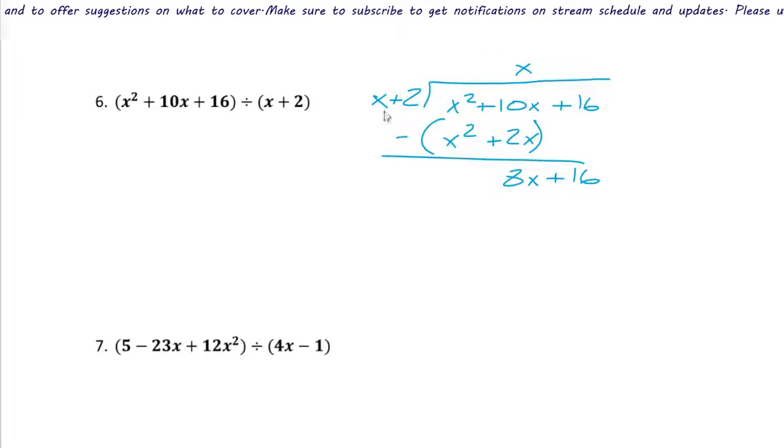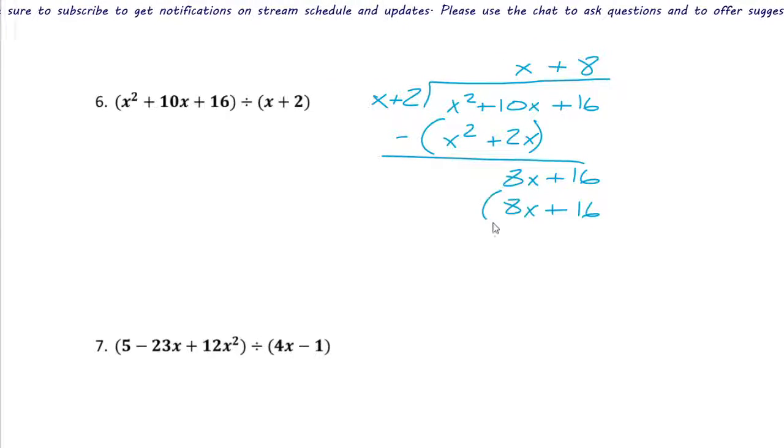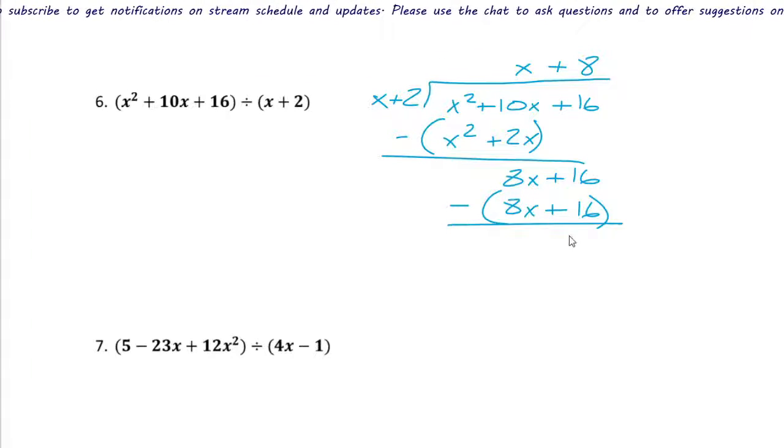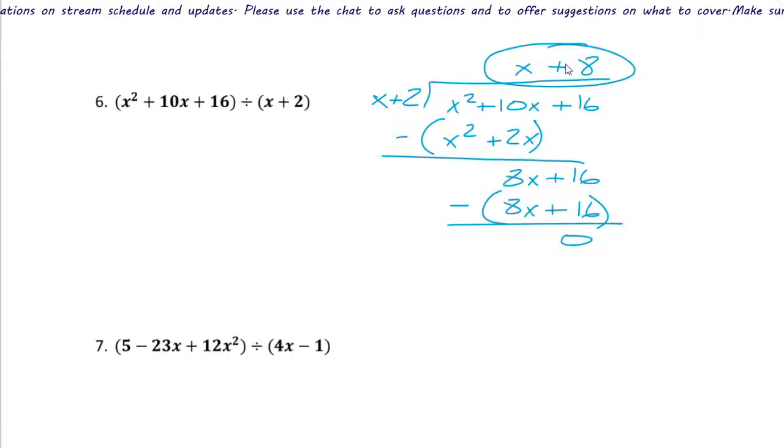And then what do I need to multiply x by to get to 8x? I'm going to multiply that by 8. 8 times x is going to be 8x. 8 times 2 is going to be positive 16. When we subtract, that cancels out, so we're left with 0. So our answer is x plus 8.